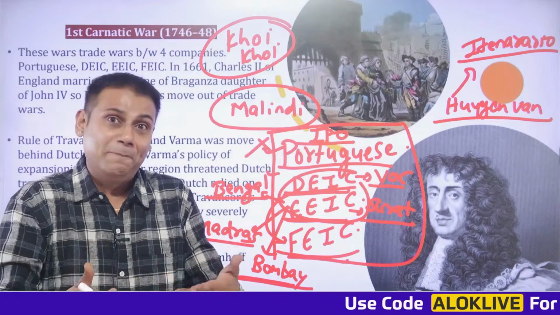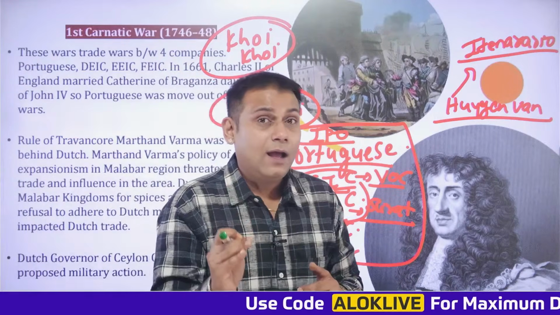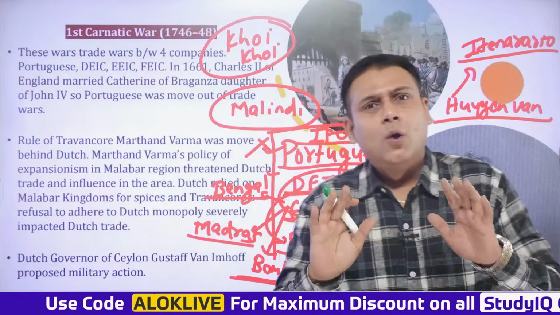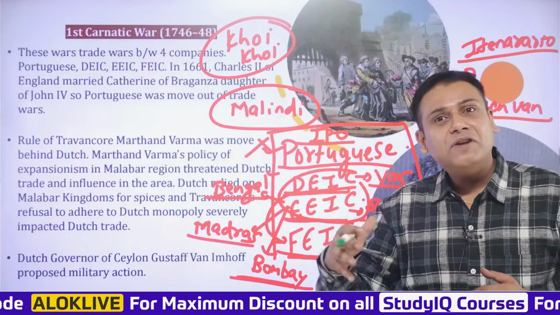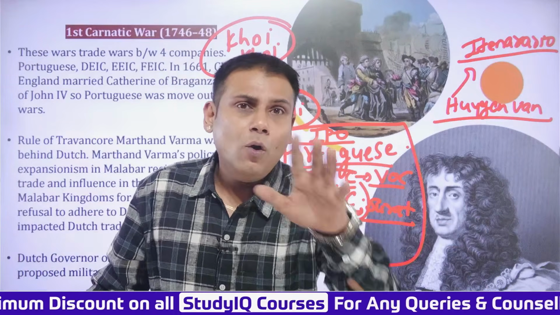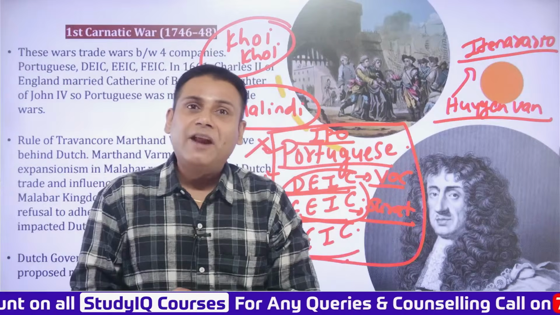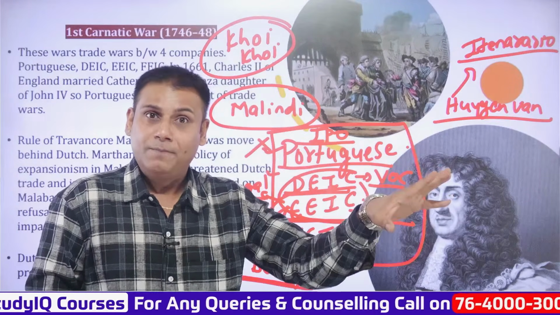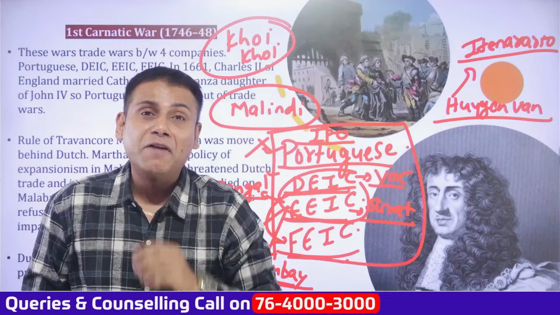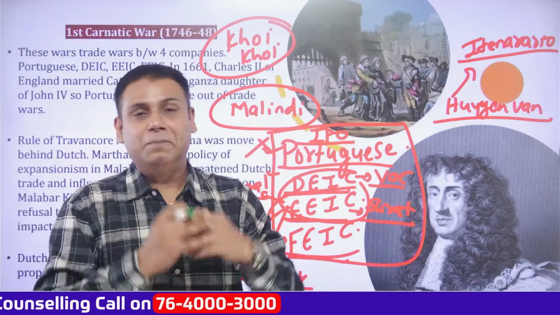Now, what happened? Understand this. I'm going for an analytical understanding of this concept now. With the passage of time, the Dutch East India Company became over-ambitious. Now, they also wanted to hijack the trade of spices in the Malabar region. And this was not at all liked by the Maharaja of Travancore, Martanda Varma ji.